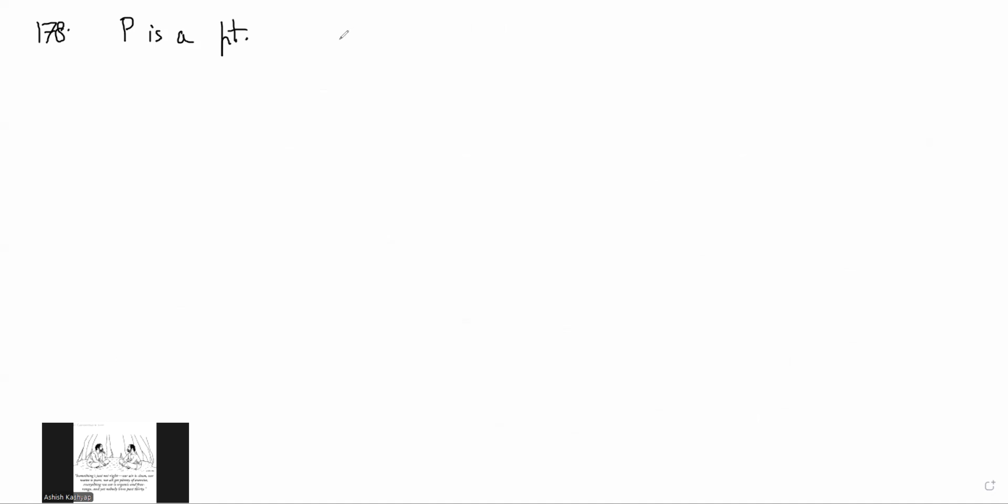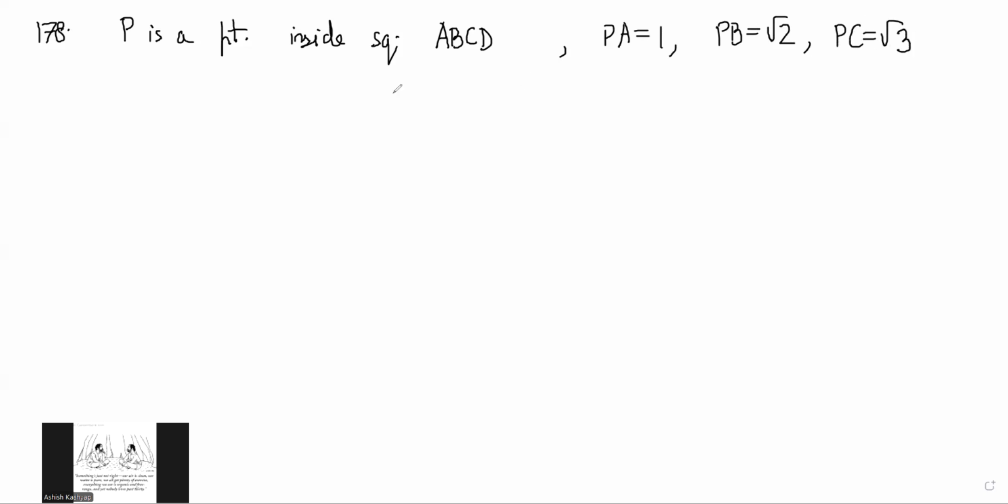P is a point inside a square ABCD such that PA is 1, PB is root 2, PC is root 3. You have to find PD and you have to find angle APB.